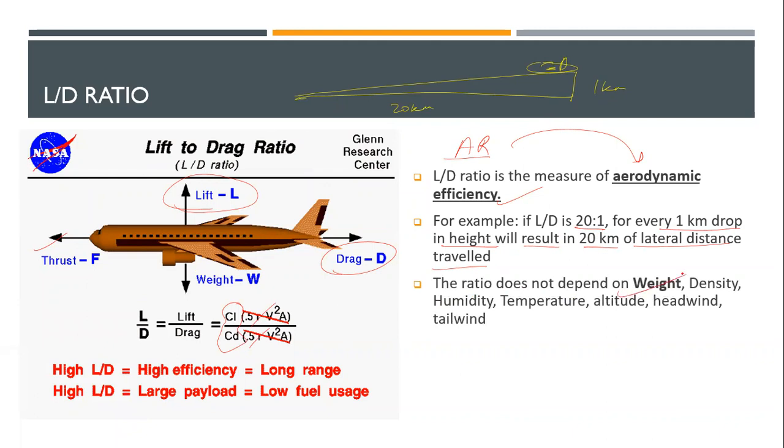The ratio does not depend on weight, I've already told, and it also does not depend on density, humidity, temperature, altitude, headwind. It does not depend on anything. The L by D ratio only depends on the shape of the wing and the angle of attack. Even the shape of the wing is also cancelled, but because drag is dependent on the shape of the wing, that is why we have put it. Okay.